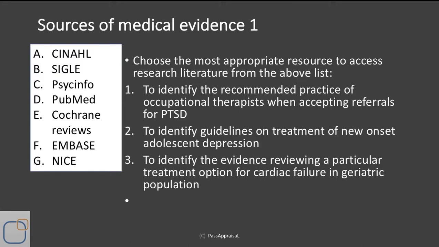Next question is an EMI. Sources of medical evidence. This has 2 parts. The first part, choose the most appropriate resource to access research literature from the above list. Number 1, to identify the recommended practice of occupational therapists when accepting referrals for PTSD. Number 2, to identify guidelines on treatment of new onset adolescent depression. Number 3, to identify the evidence reviewing a particular treatment option for cardiac failure in geriatric population.